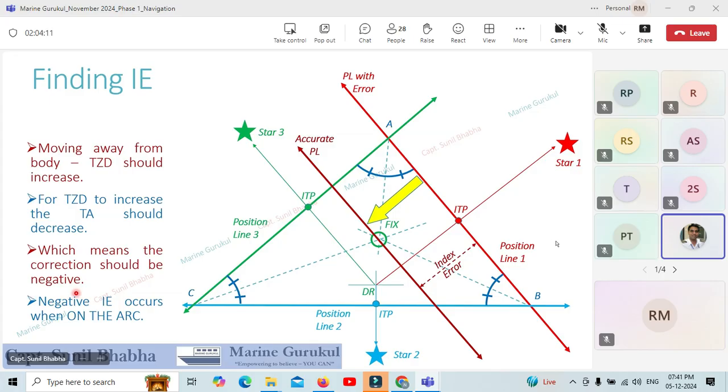A negative correction to the true altitude would mean that the true altitude value will decrease. If the value of true altitude decreases, that means the value of true zenith distance will increase. And if the true zenith distance increases, the red color PL is going to move away from the star, coming to the maroon color PL. So the PL would become accurate. So our correction in this case, index error correction, is on the arc. So if you are moving away from the body, the index error should be on the arc.